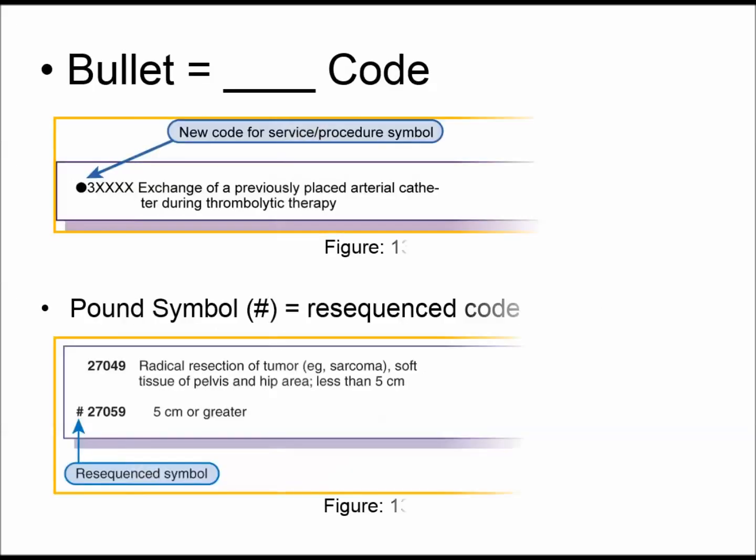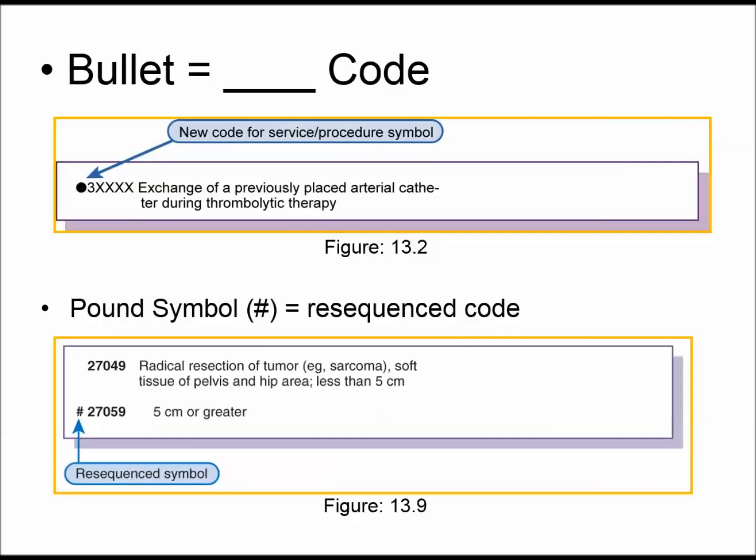Your bullet is actually what you know a bullet looks like. It refers to a new code, which means this procedure is being included in CPT for the first time. So this code has never been used before until this publication. Then you have your pound symbol, which means it's a resequenced code.